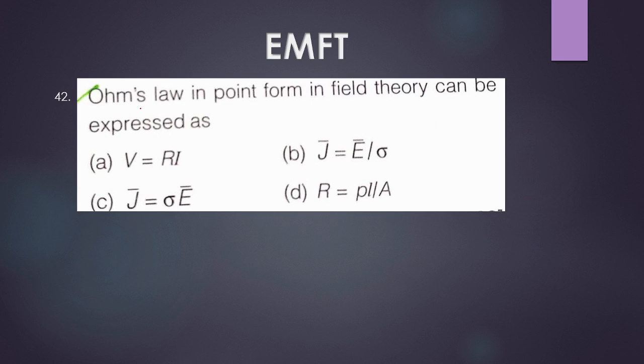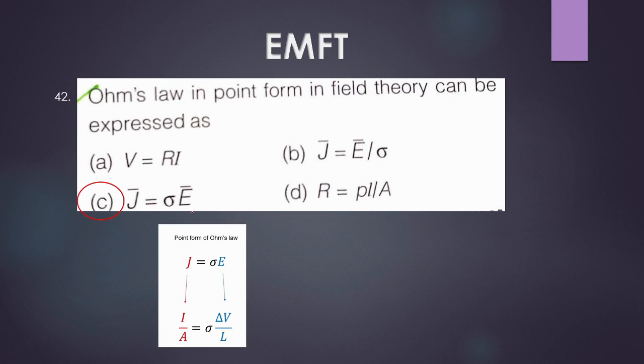Next question. Ohm's law in point form in the field theory can be expressed as. So it is asking about Ohm's law in point form. So the answer will be C option. Point form of Ohm's law is J equal to sigma E, where J is the current density. So the answer is C.